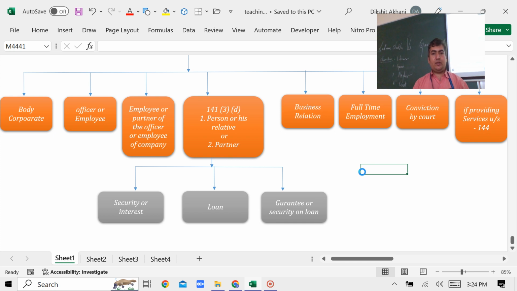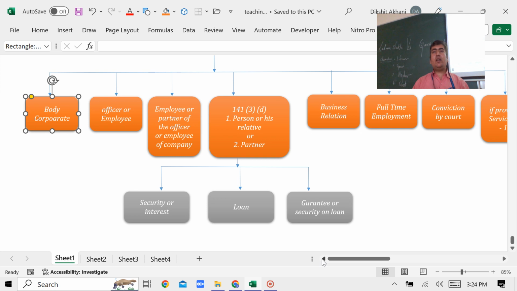Alright. So here the first point I have explained, that if you are a body corporate, you cannot. What is the exception to the body corporate? LLP is the exception. Only LLP as a body corporate can be appointed as auditor. Second is the officer or employee cannot be.